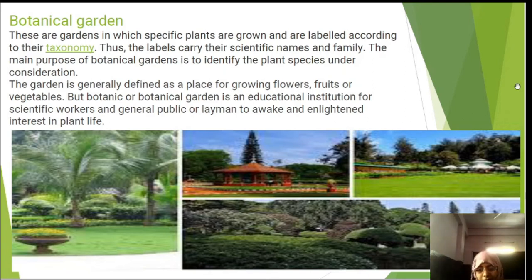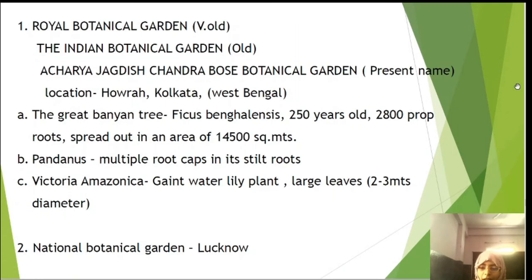By growing various plants, what do you get? You will always get a plus point, isn't it? We get oxygen, we get fruits, we get vegetables, etc. So there is a difference between a garden and a botanical garden. Botanical gardens are mainly used for study purposes. Next, I'll tell you about a botanical garden.